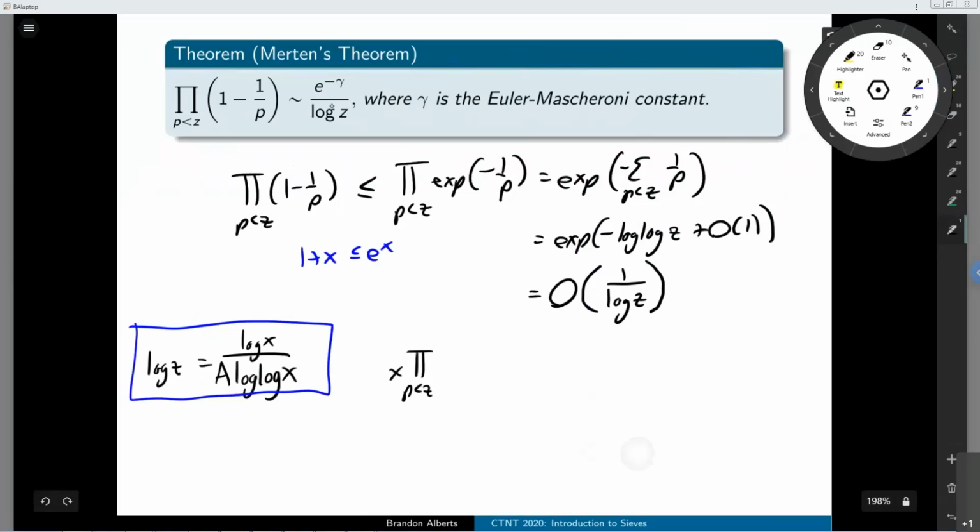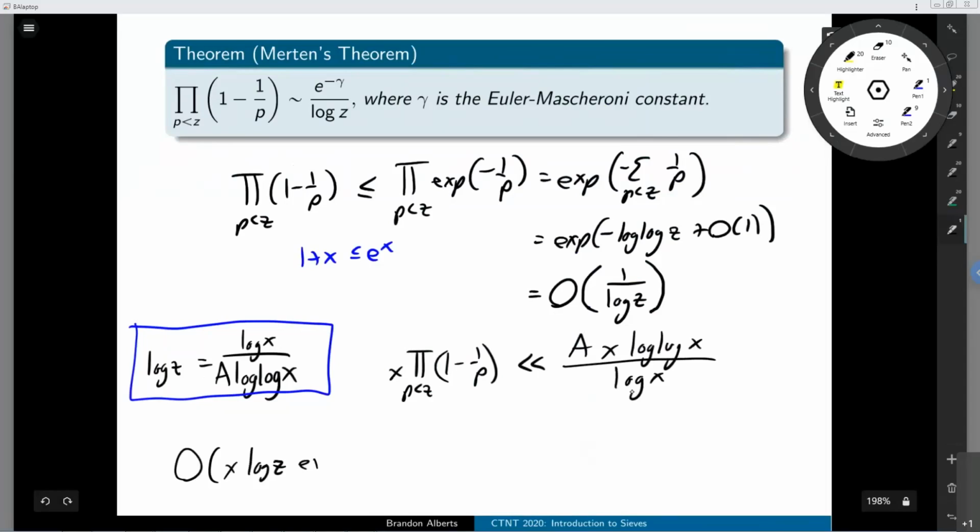Well, the main term, remember, this product grows no faster than 1 over log z. So this is smaller than some constant a times x times log log x divided by log x. So that grows a little bit slower than x. The error term, big O of x log z exponential of negative log x divided by log z.